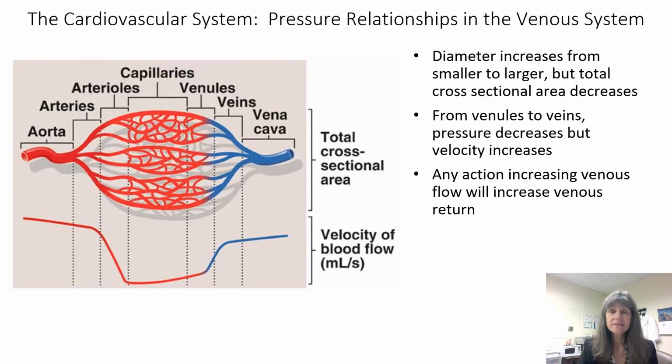So as far as the pressure relationships in the venous system go, I already said that the diameter is going to increase when we go from capillaries to venules to veins to the vena cava, from smaller to larger, but the total cross-sectional area decreases. From venules to veins, pressure decreases, but velocity increases. So any action increasing venous flow will also increase venous return.